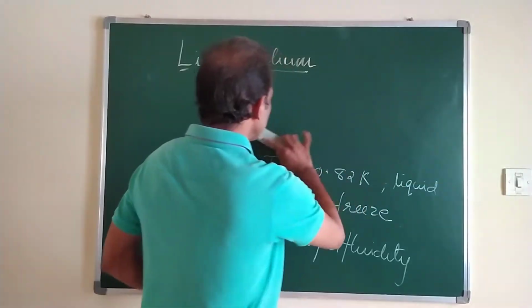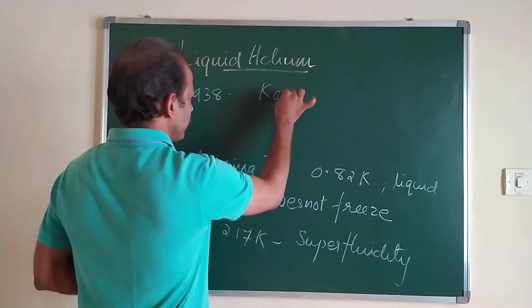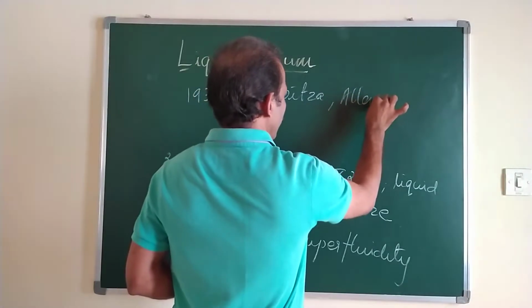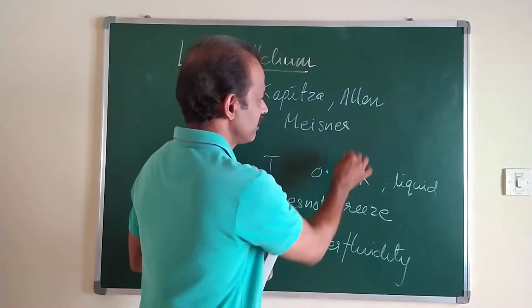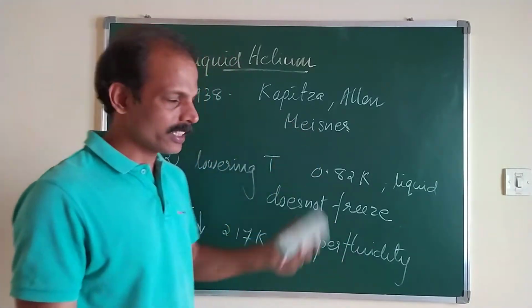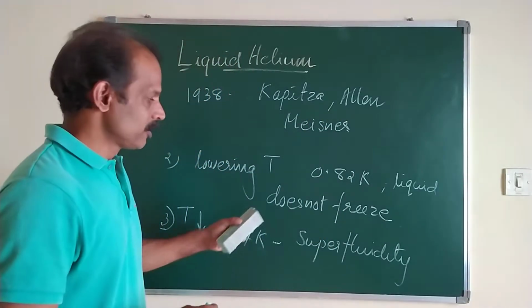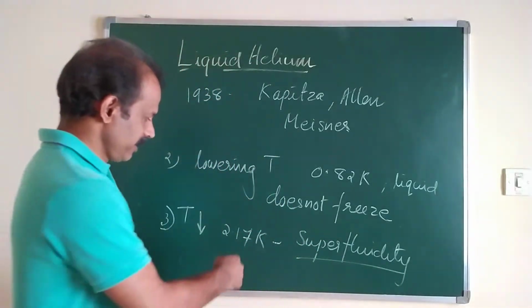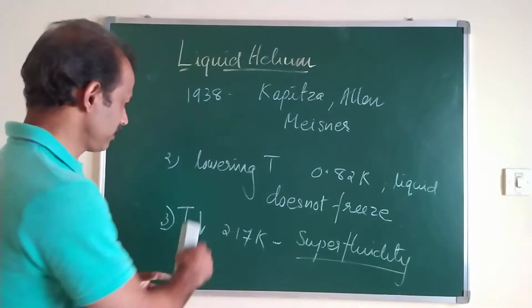And in 1938, Kapitza, Allen and Meissner, this person Meissner, all of you know the Meissner effect and everything, these three scientists discovered superfluidity in 1938, at or below 2.17 Kelvin.